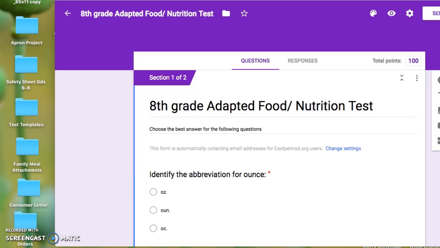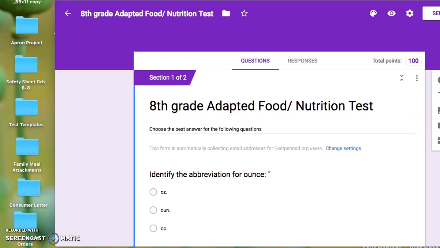Identify the abbreviation for ounce. Mark only one oval. OZ, OUN, OC. Identify the abbreviation for cup. Mark only one oval. C, CUP, CU.